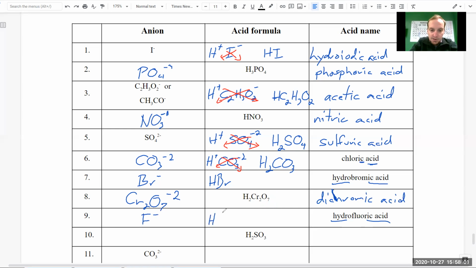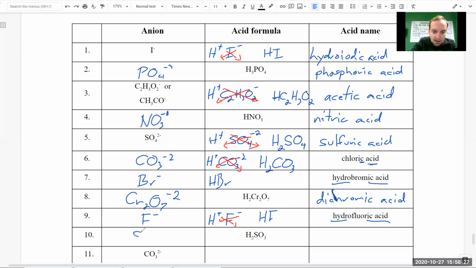Again, just to do this a little bit slowly, here we have H plus and F minus. You guys could probably already figure out what the formula is. I'm going to cross that down there, cross that down there. Obviously, they're going to cancel out because they're both ones. I don't need to write them. They are assumed. There is hydrofluoric acid, HF. Hydrofluoric acid is HF. Number 10, H2SO3.